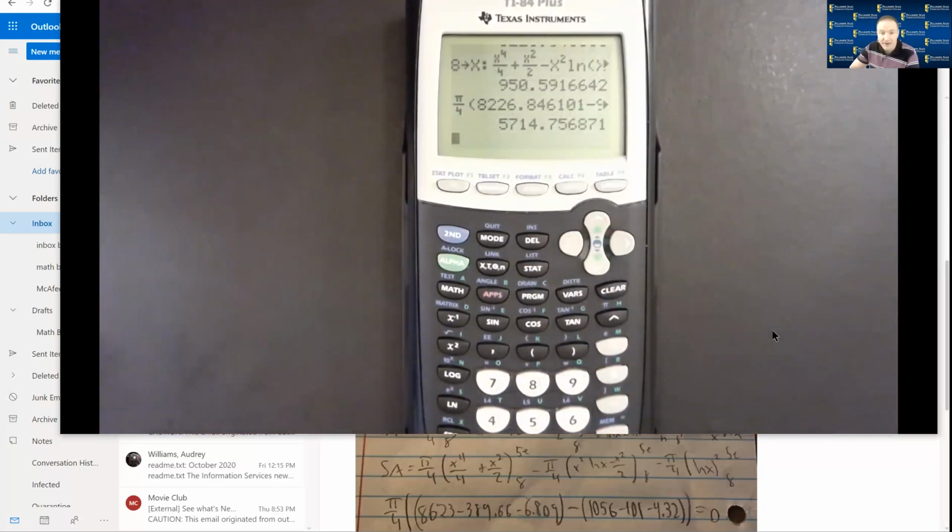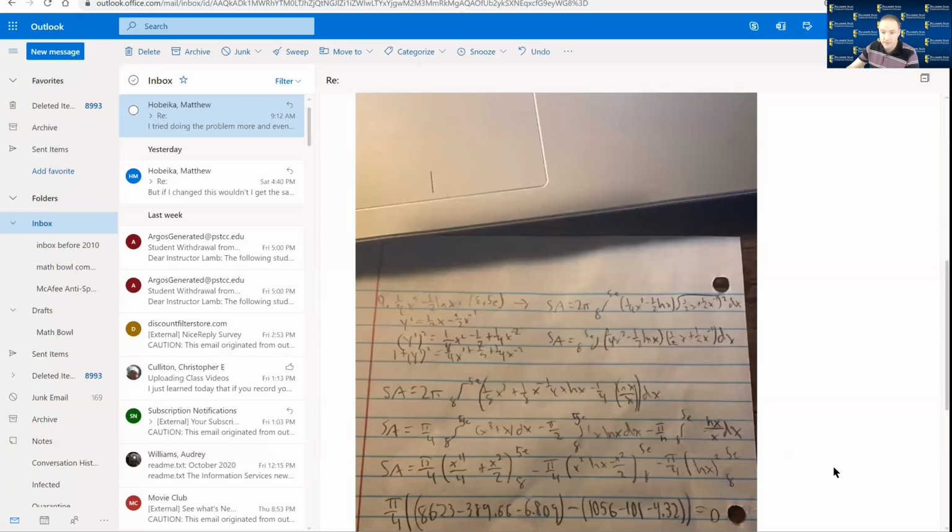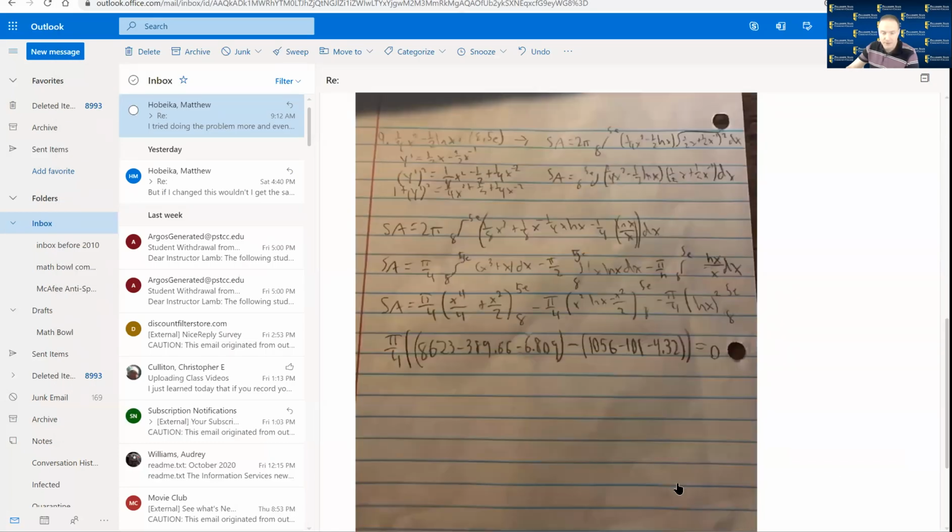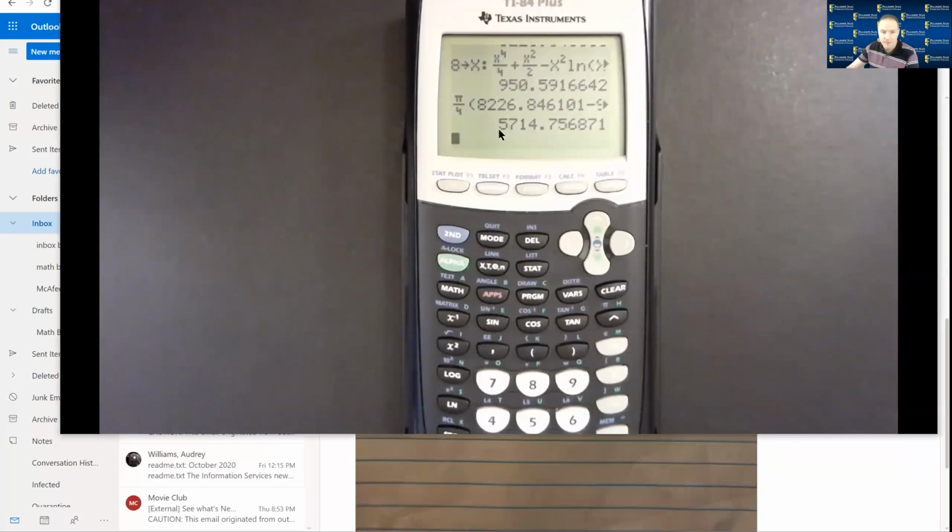So I'm getting 5,714.757. Now, it just depends. I can't remember what they wanted this rounded to on Achieve. I'm assuming probably 3 decimal places. So I would assume that this should be a fine answer.